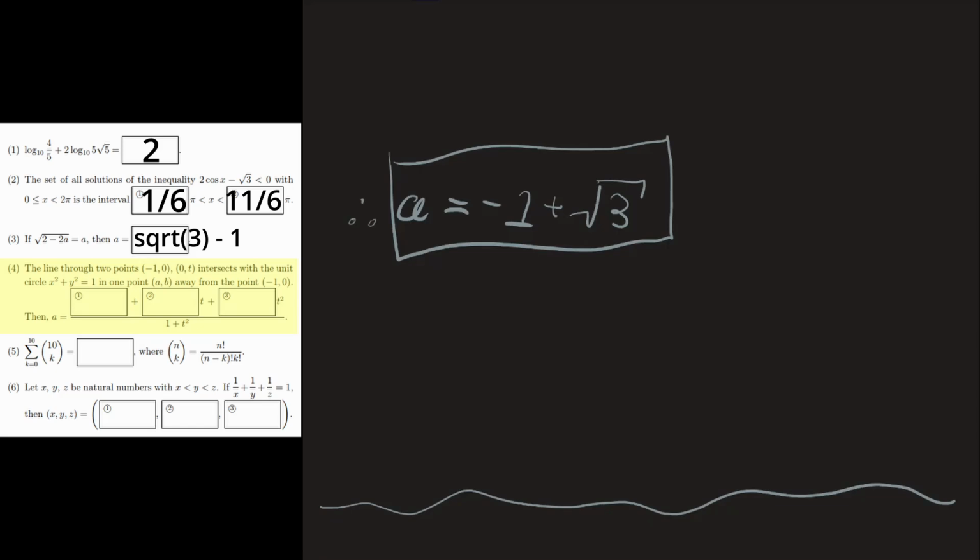So here, when it says one point a, b away from the point -1, 0, what it means is that there is a point a, b that the line intersects the circle at, and it is away from the point -1, 0, meaning it is a different point than the point -1, 0. So there are 2 points that the line intersects the circle at, -1, 0 and a, b. So hopefully that clears up any confusion that you may have had, since this wording really confused me at first.